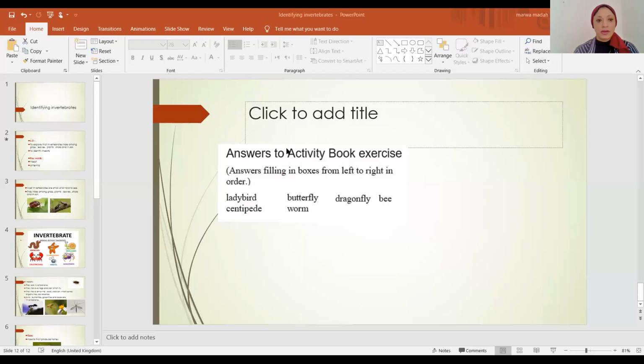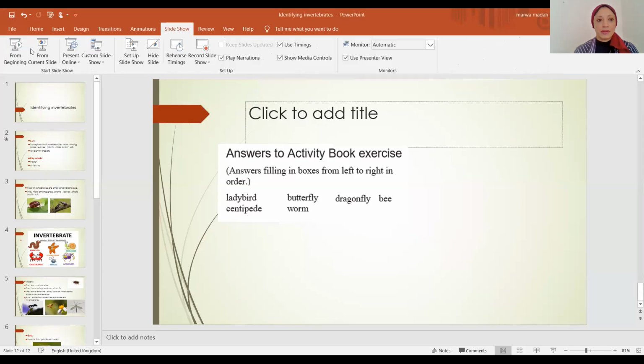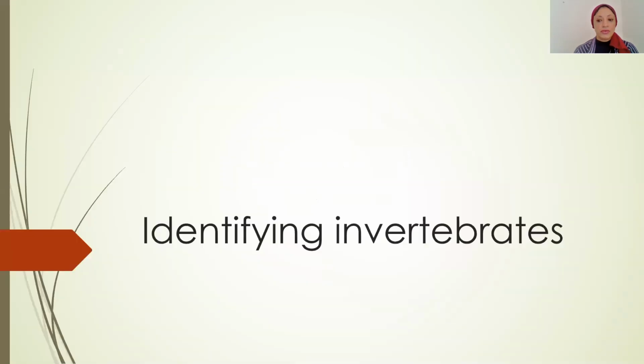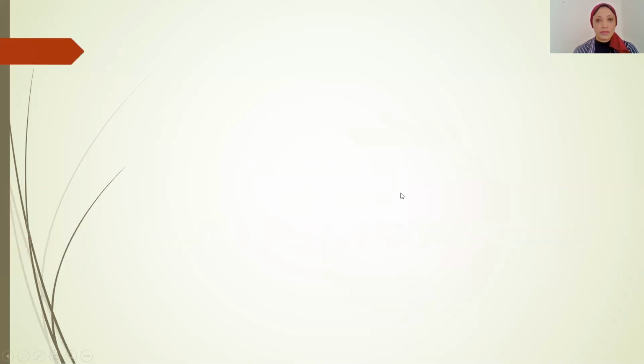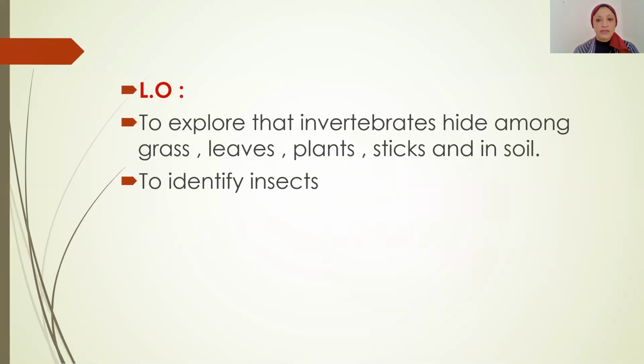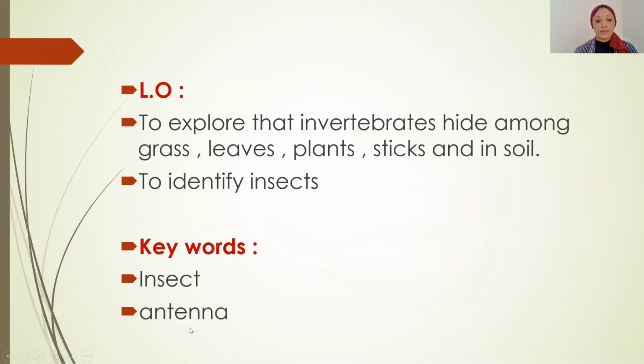Okay, first we are going to start with the learning objectives. To explore that invertebrates hide among grass, leaves, plants, sticks, and in soil. And to identify the insects, to know what are insects. Keywords are insect and antenna.